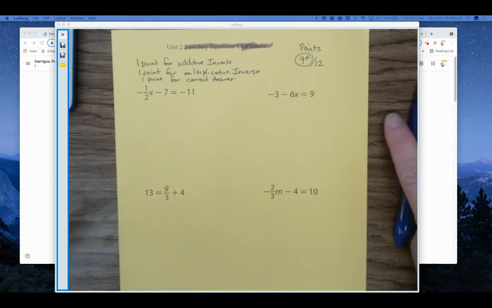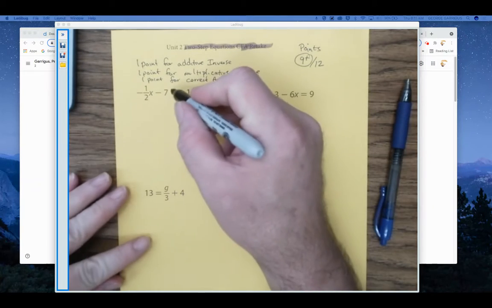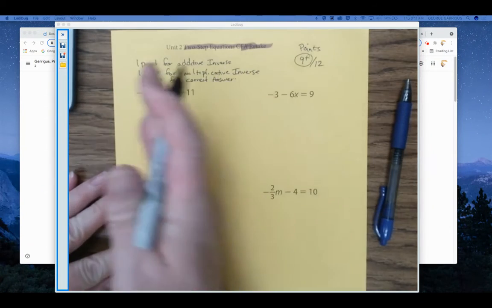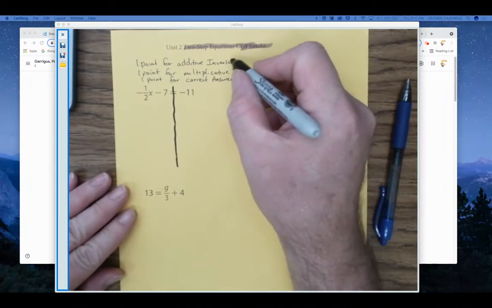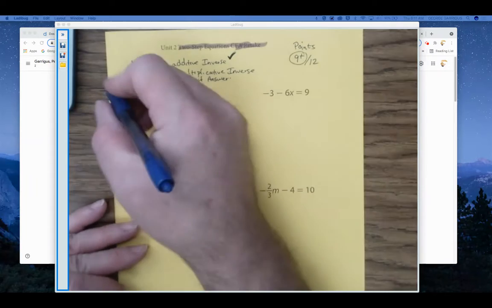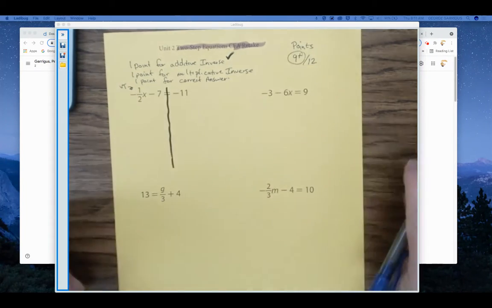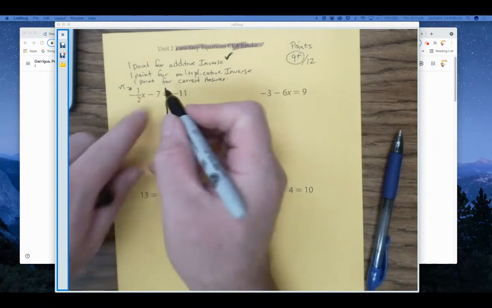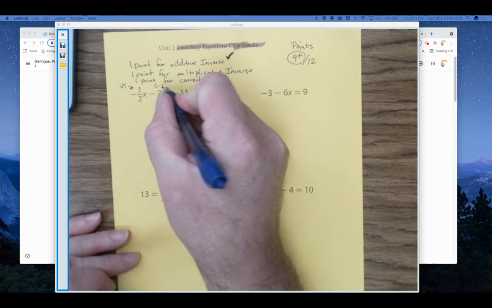Okay, so let's begin. We know how to begin. First thing that we do, we're going to keep a barrier that's separating the left from the right. And we're going to do the additive inverse first. So we find the variable term and label that VT, the variable term. And then we find the constant on that side, the C, the constant.